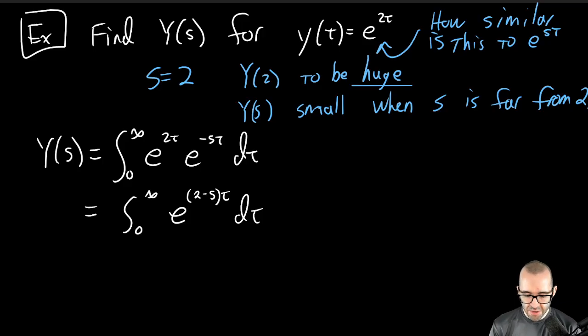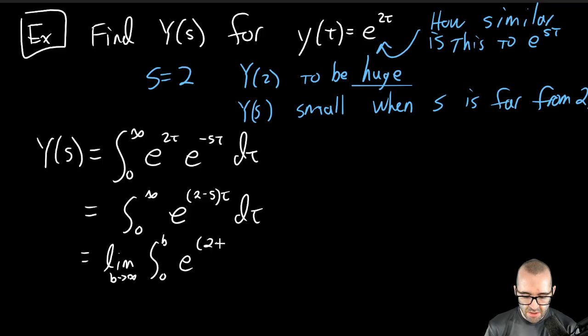So in order to carry out this integral, we do need a limit. This is the limit as b goes to infinity of the integral from 0 to b of e to the 2 minus s times t dt. And you do have to write this every single time, because if you don't write this, then the two things are not equal to each other anymore.